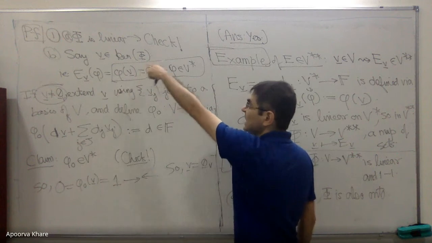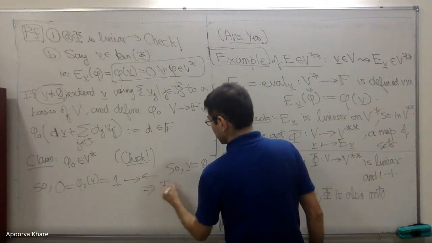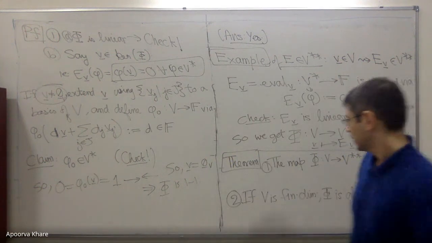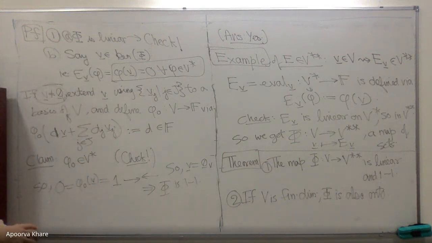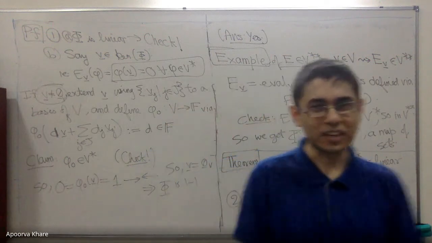But V was any vector in the kernel, which means the kernel is 0, which means that the map phi is one to one. Because that's not too hard. The second point is interesting. Suppose V is finite dimensional, then phi is actually onto. And that actually we have already done in some sense. How do you do this?